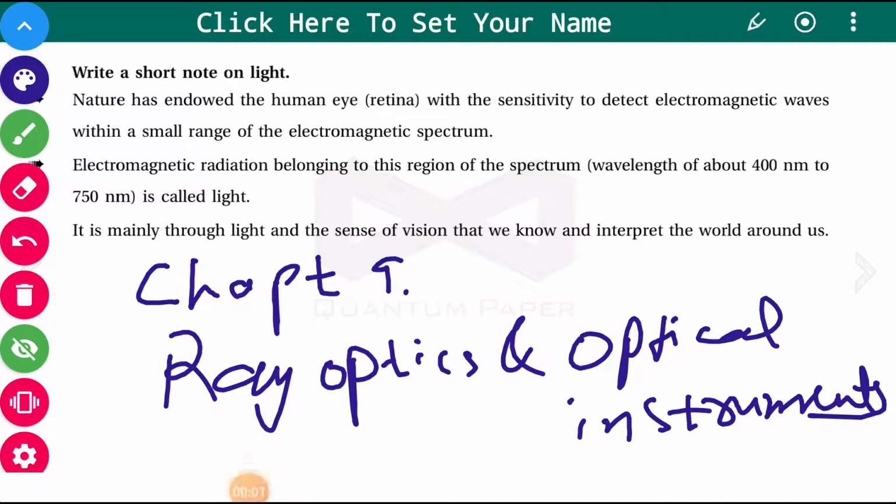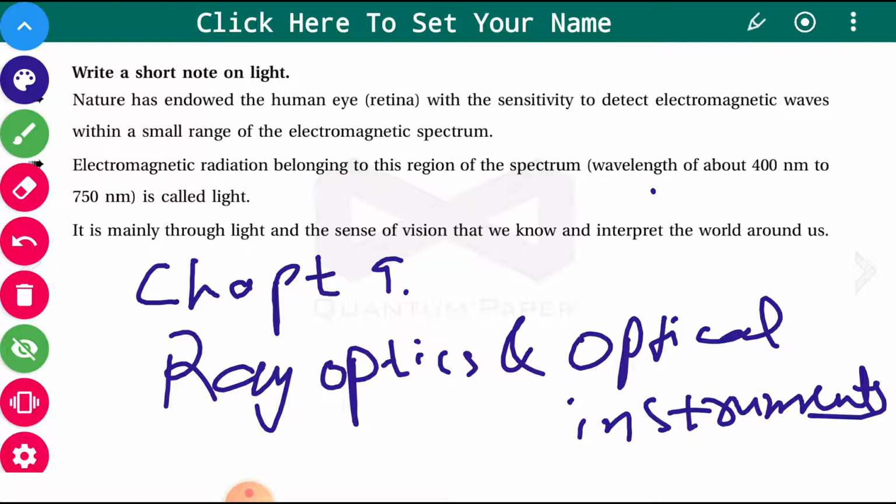Okay, today we shall begin with chapter number 9, Ray Optics and Optical Instruments. In the beginning, there are certain definitions which you have already studied in your 10th standard. And there are certain facts which are given for the better understanding of the chapter. I will first write a short note on light.